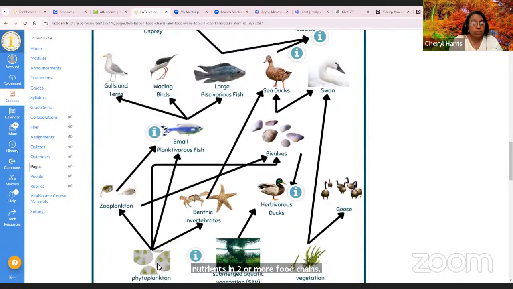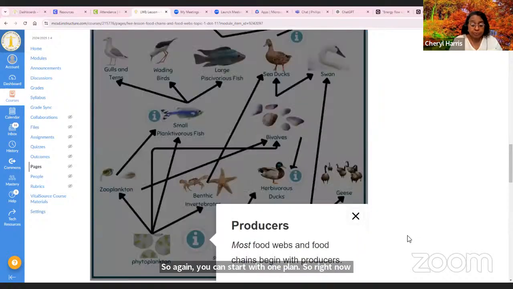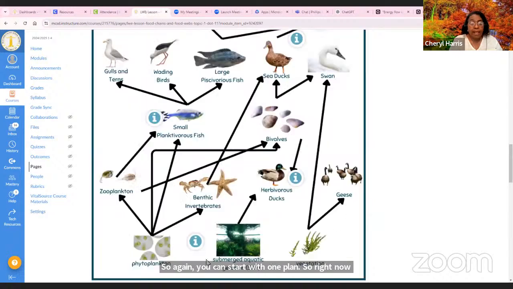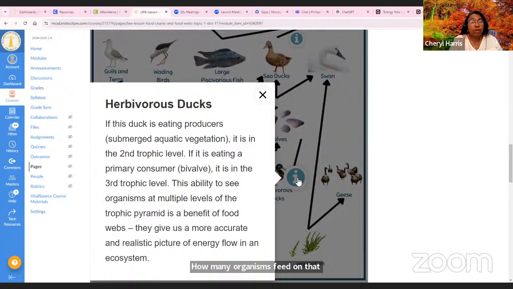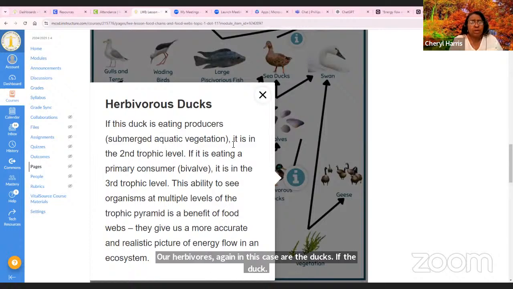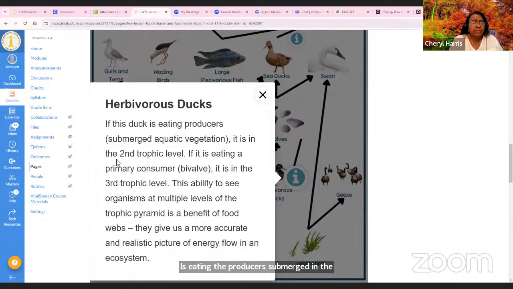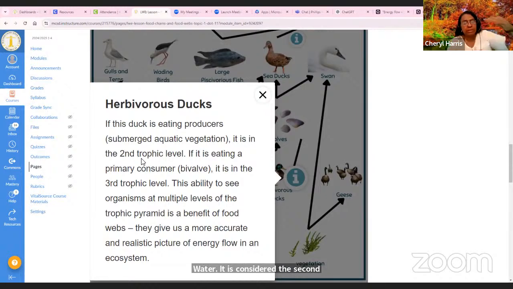So again, you can start with one plant. Right now we've got three different sets of producers here. We can start with that and take each one of those as a chain, or we can look at how many organisms feed on that one producer. All right, our herbivores, in this case, are the ducks. If the duck is eating the producer submerged in the water, it is considered the second trophic level. So again, if we were doing this as a pyramid, it would be the next step up.